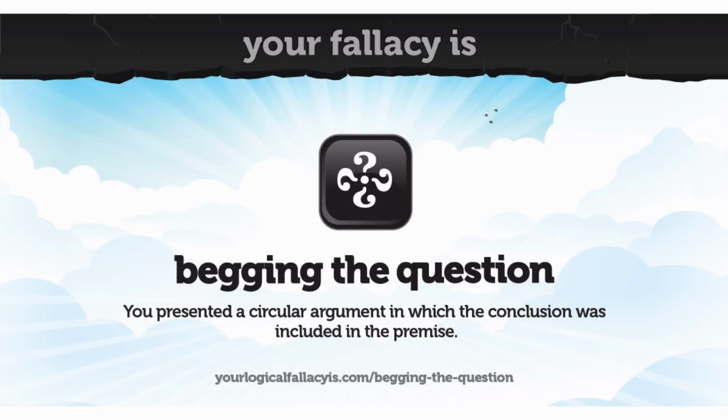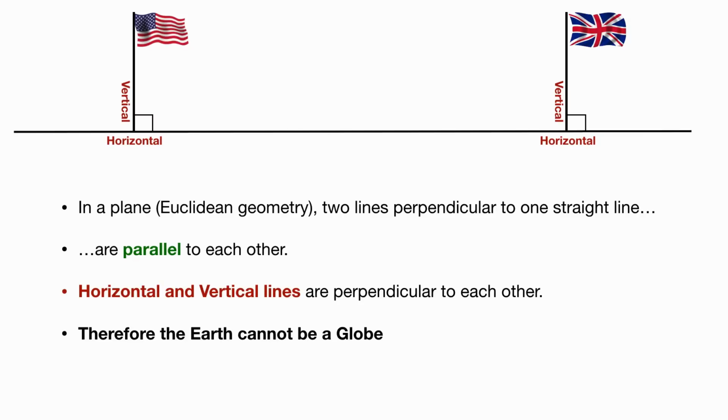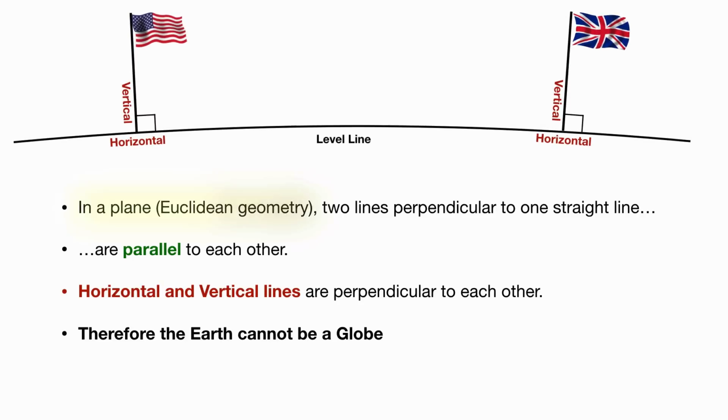The circular argument that concludes that the Earth is not a globe started with the premise that the line connecting the two verticals was straight, thus not on a globe. So let's make some changes. We'll change the horizontal line to a level line.